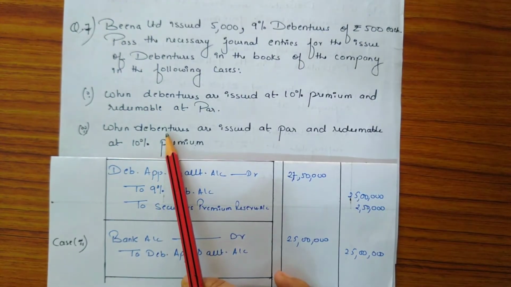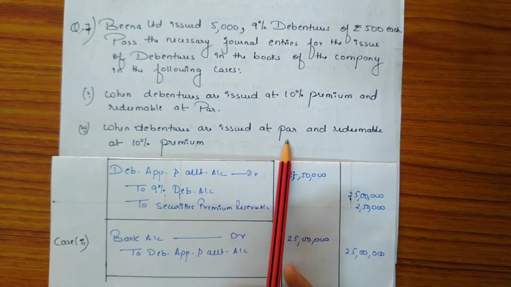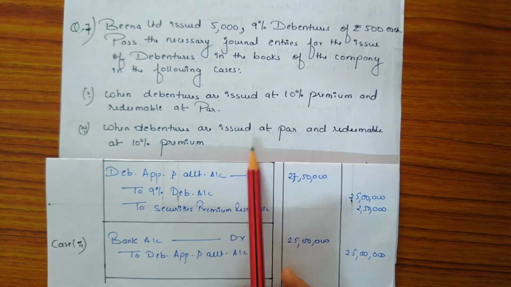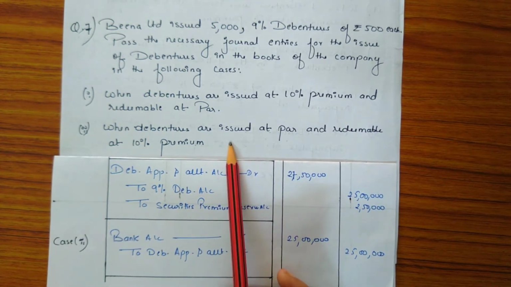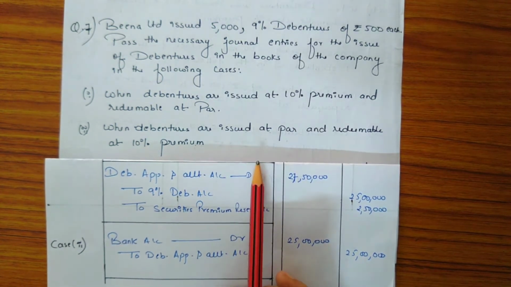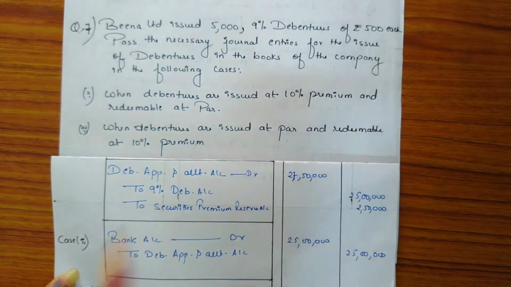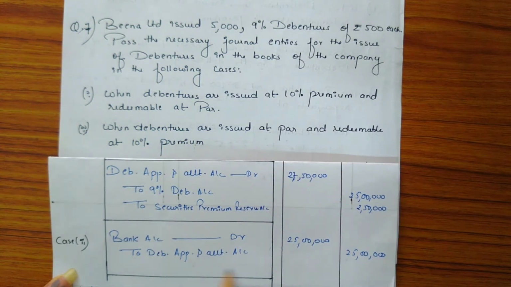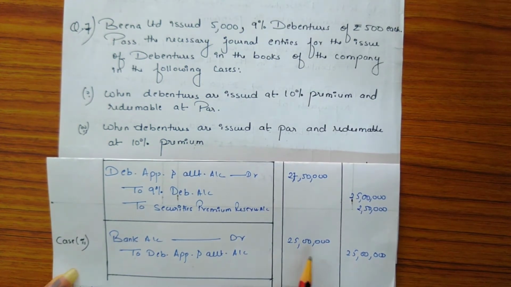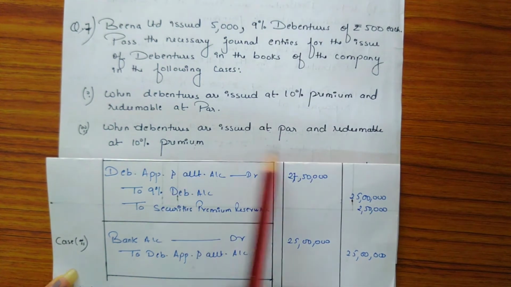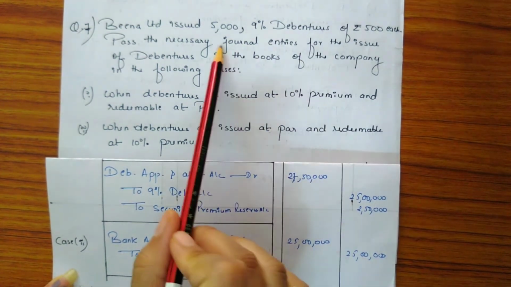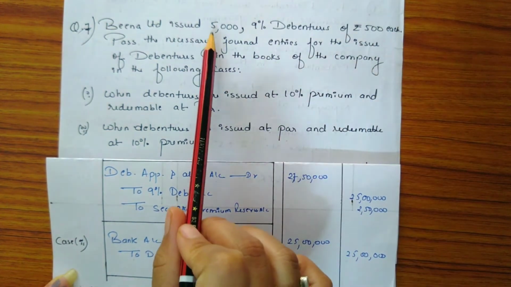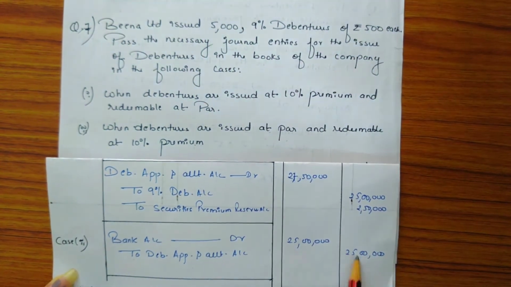Now the second case is when debentures are issued at par and redeemable at 10% premium. So in this condition, we will first enter the entry of application money received. So the entry will be bank account debit to debentures application and allotment account, and the amount is 25 lakh. As the debentures are issued at par, issued debentures were 5,000 and the issued price is 500. So 5,000 into 500 will be 25 lakh.